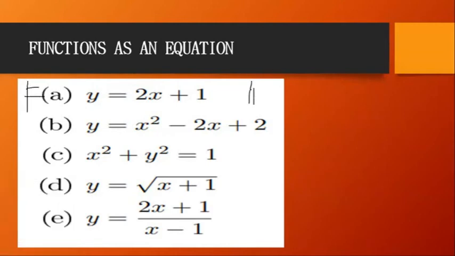For letter B naman, this is somewhat similar to letter A. 'Yun nga lang, quadratic equation na 'to. So we have x squared minus 2x plus 2. Let's say 'yung x natin is also 1. So we have 1 squared.